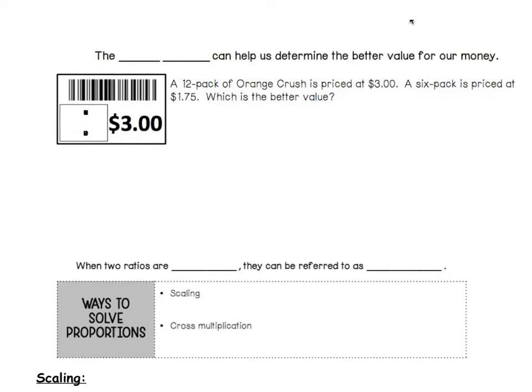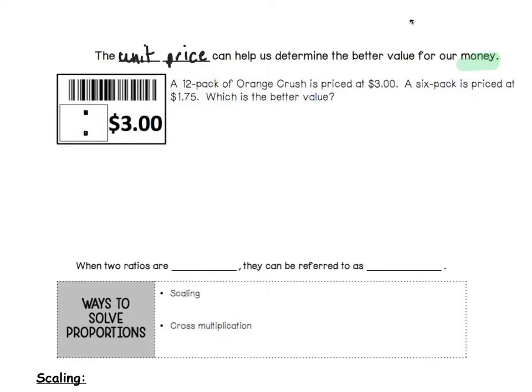So let's start with this definition. The blank blank can help us determine the better value for our money. And when we talk about money, we're talking about unit price. So let's write that in. Unit price. And unit price is a unit rate. It just deals with money.